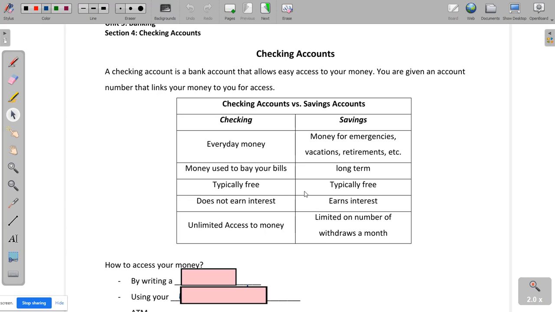Checking and savings accounts are typically free. Sometimes they might make you have a minimum that you have to have in that account, or they charge you a fee. Checking accounts do not earn interest, while savings accounts earn interest. And with checking accounts, you have unlimited access to your money, while savings accounts limit the number of times you can withdraw your money in a month.